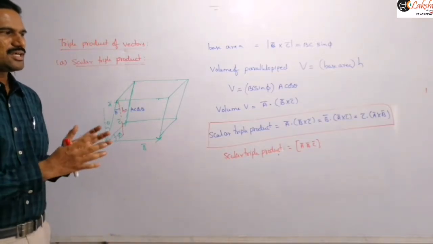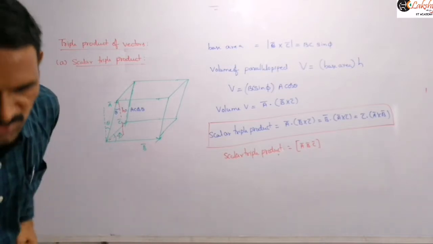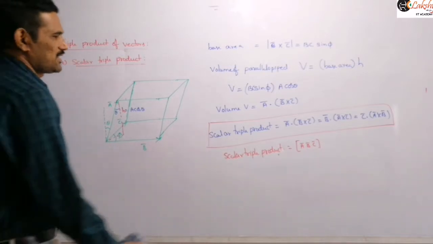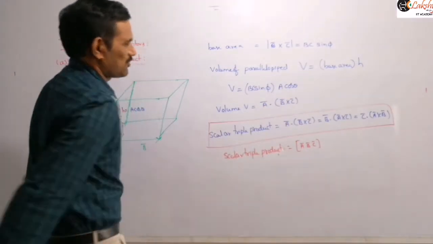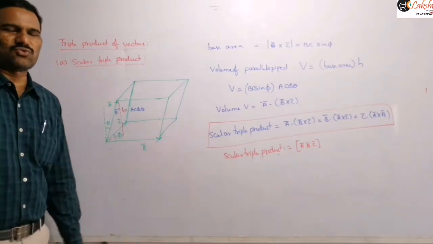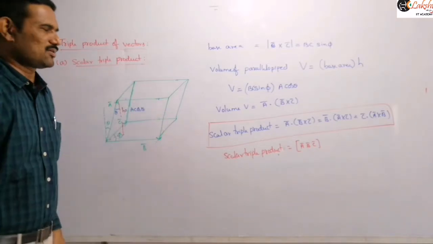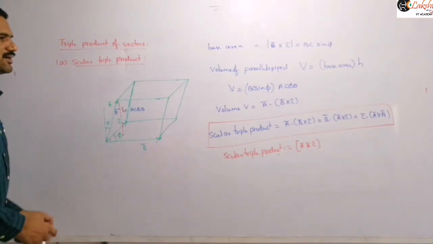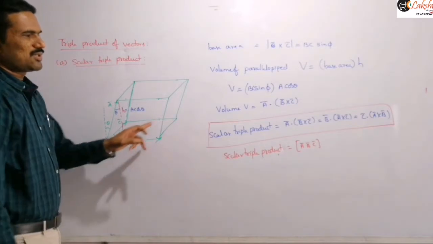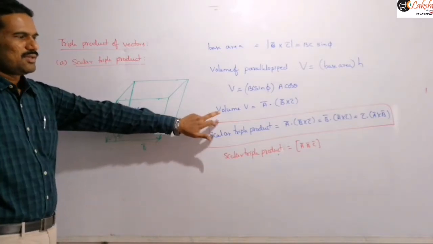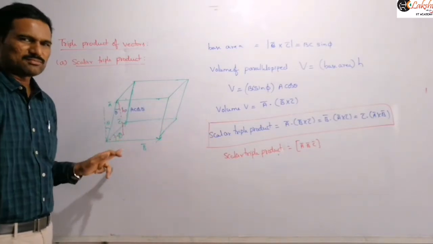A scalar triple product means the product of three vectors gives a scalar quantity, and it is defined like this. The meaning of this scalar triple product is we find the cross product of two vectors and then take the dot product with the third vector. That gives the volume. Let me mention that here.